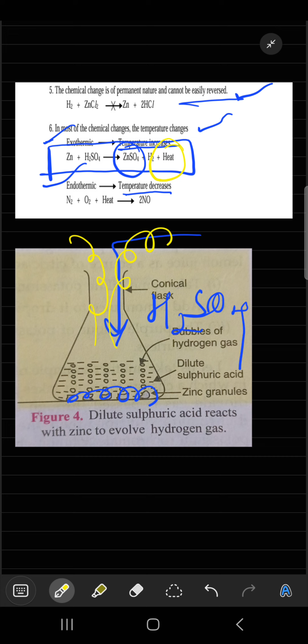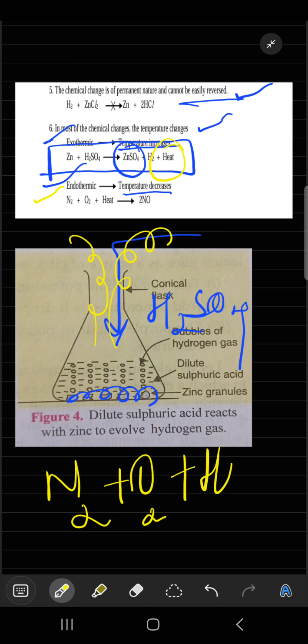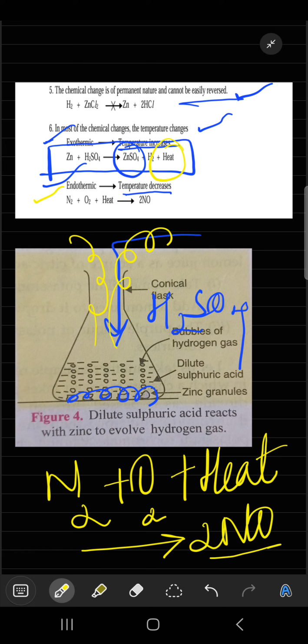And the second is the endothermic reaction. When nitrogen reacts with oxygen, it absorbs heat from the atmosphere, and what we get is nitrogen oxide as a product. So there is a decrease in temperature when this reaction takes place.